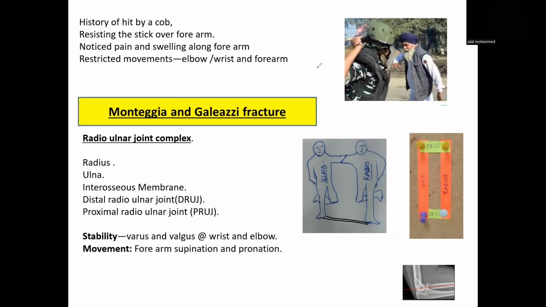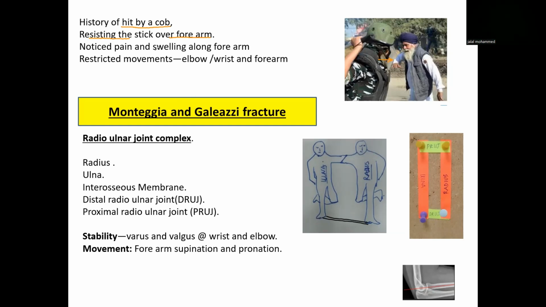We have a history of this photograph. I got it from the farmer protest in Delhi. So there is a history of being hit by a cop. So here, if you see, the patient is there and he was hit by a cop, he tried to resist a hit or a stick by the forearm. So all force fell into the forearm. So here, when he was trying to resist, the forearm got injured.